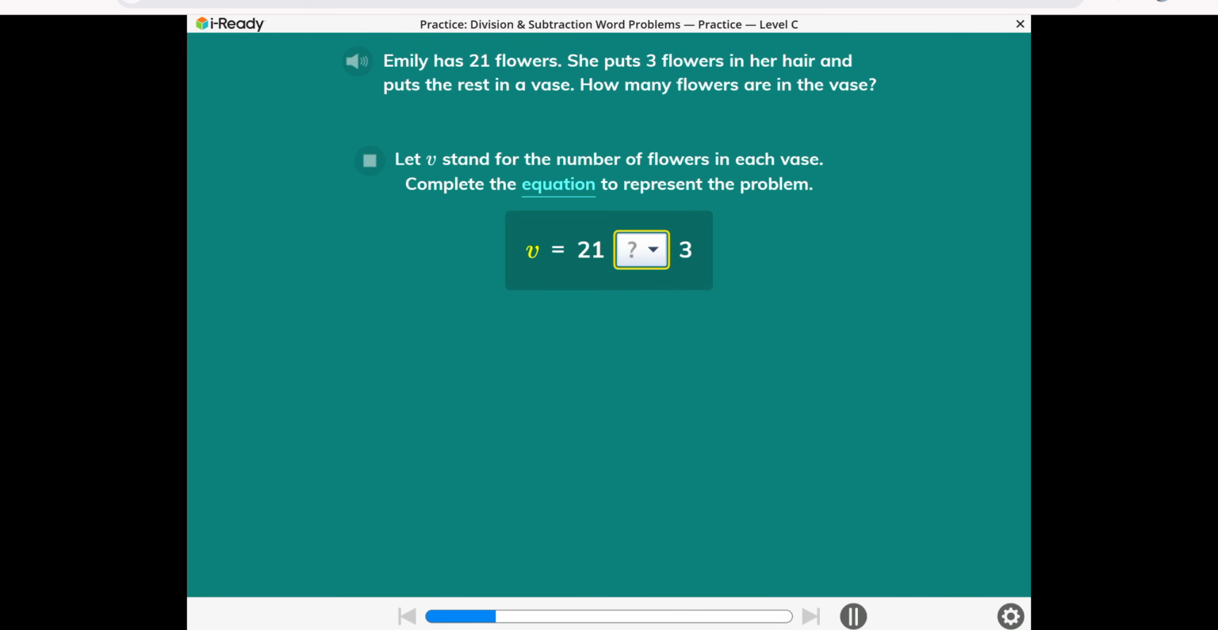Let V stand for the number of flowers in the vase. Complete the equation to represent the problem. You can find the number of flowers in the vase, V, by subtracting. That is 21 minus 3. Choose the minus sign.